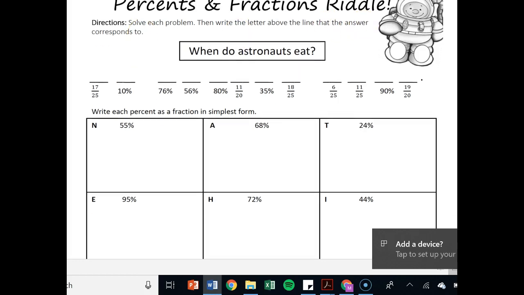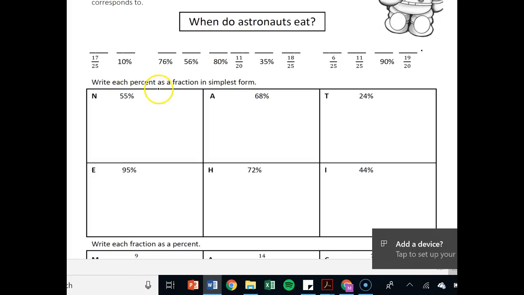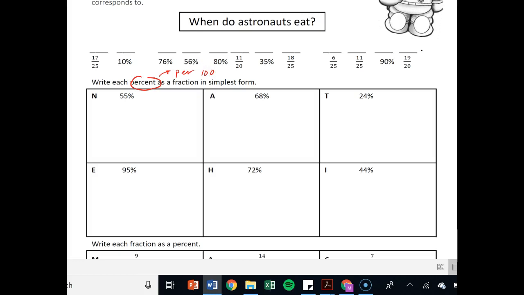So the first section says write each percent as a fraction in simplest form. Remember that the word percent means per 100. Because it means per 100, all we have to do is write everything over 100 and simplify. So you should have your reference sheet right next to you so you can simplify.